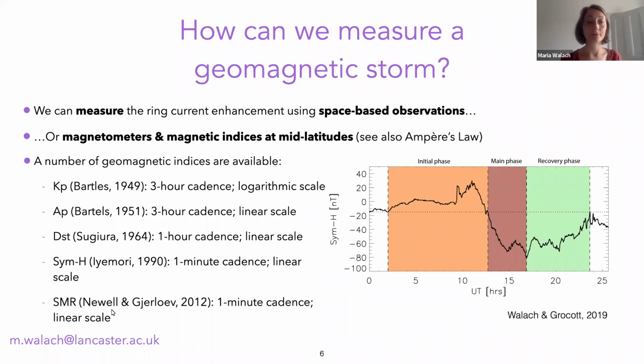This is a much younger index. And this one is on a 1-minute cadence scale. So that's also linear. It's similar to SYM-H and Dst, but it's baselined slightly differently, and it uses many more magnetometers. So if you're interested in having lots of measurements, that's a good one to go for.